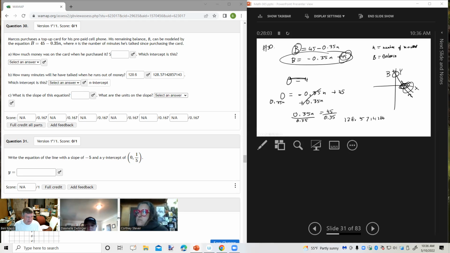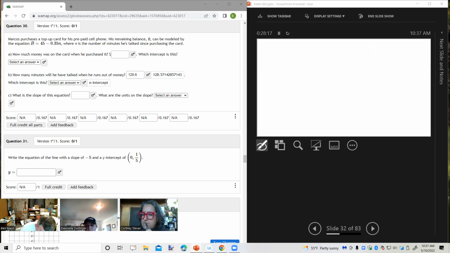Any questions about that? What is the slope of this equation? Well, it'd be negative 0.35. What are the units on the slope? Okay, so let's go back to this. B equals negative 0.35 N plus 45. B is units of what?